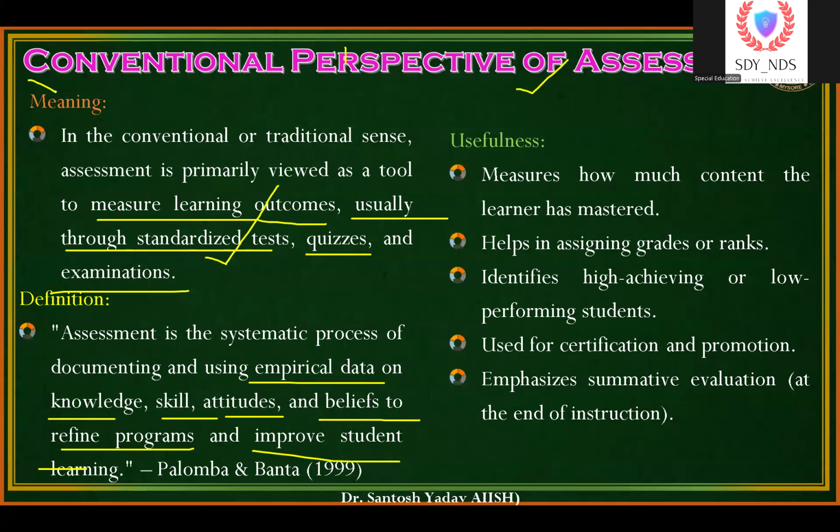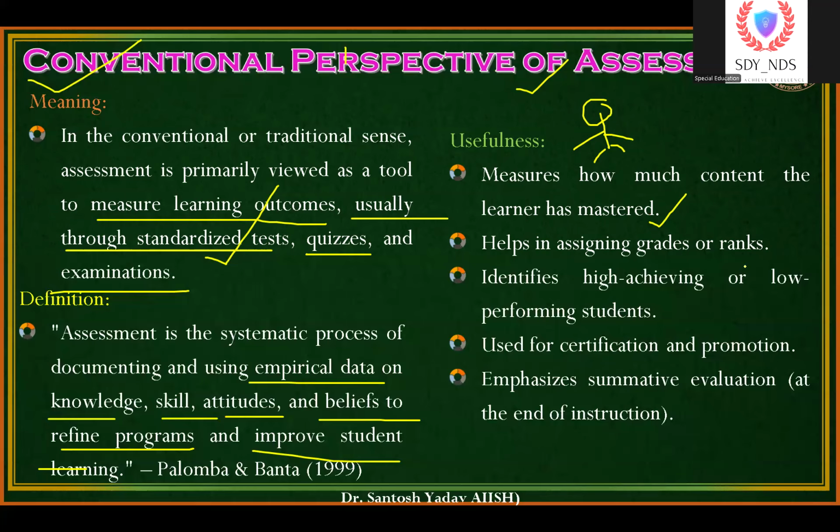Now, what is the usefulness of the conventional perspective of the assessment? First, it measures how much content the student has learned and mastered. The student has learned the whole year, the whole chapter and whole content was finished. So how much content the child has learned, that's the mastery we are assessing in the conventional perspective of the assessment.